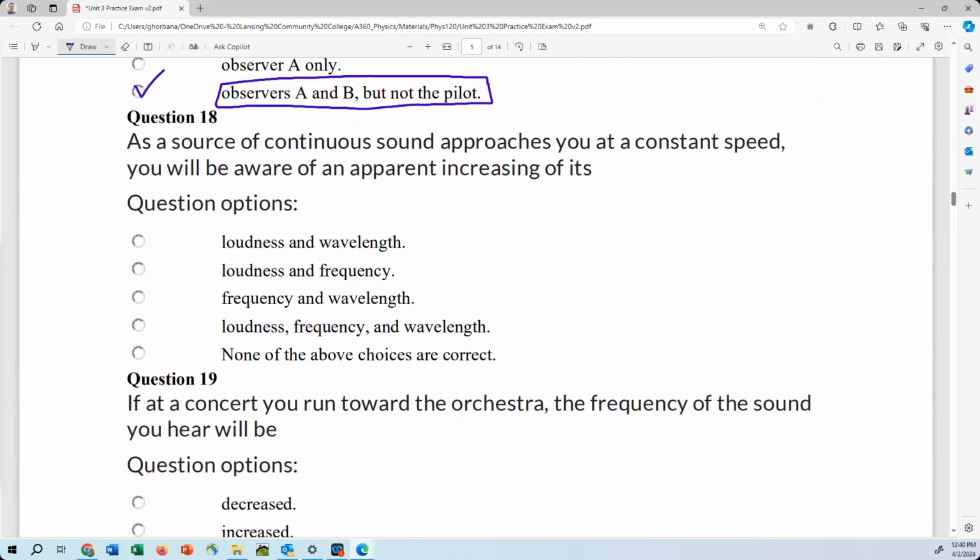In the power, when we have a small cross section, we will have a bigger intensity. So frequency and the loudness are the right answer for this question.